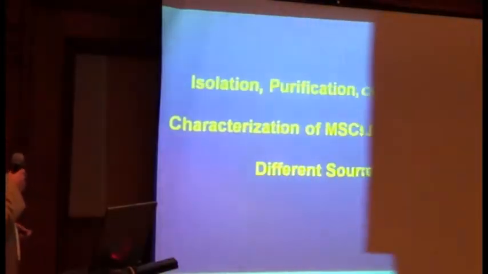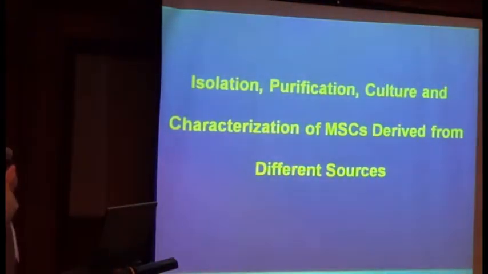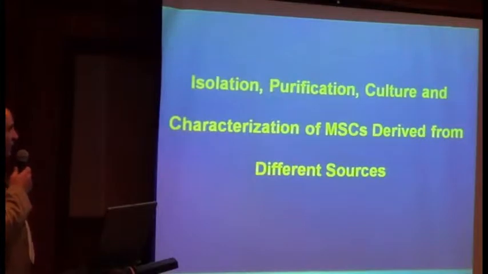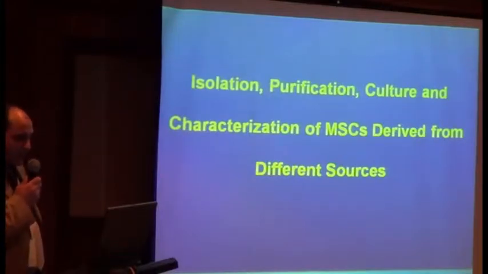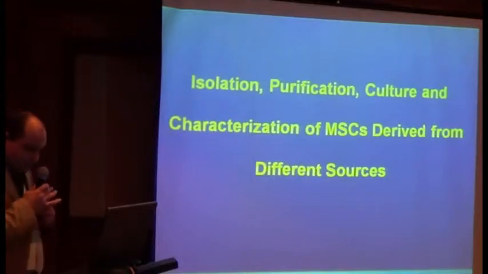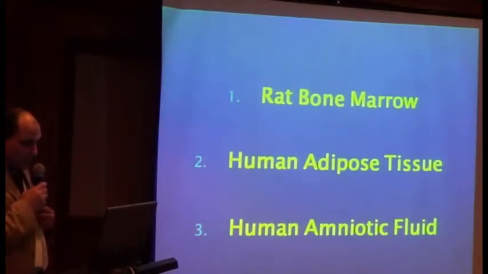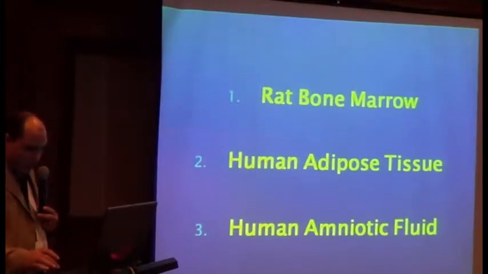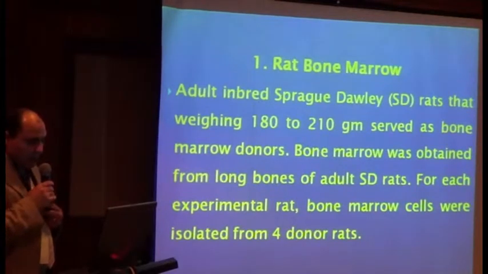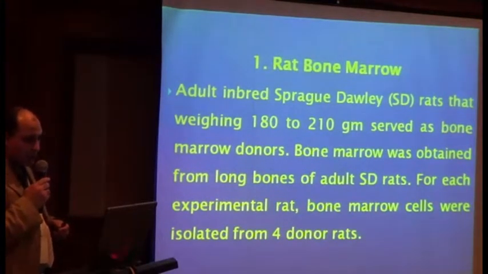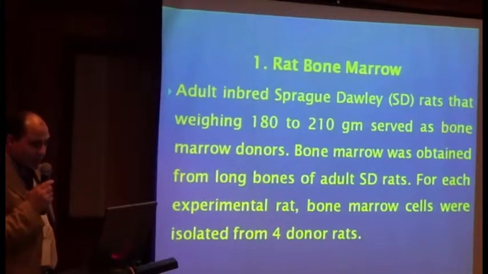Now, I will describe the isolation, purification, culture and characterization of mesenchymal stem cells derived from different sources. The first source is red bone marrow, the second is human adipose tissue, and the third is human amniotic fluid. Here we will describe the methods of isolation of red bone marrow mesenchymal stem cells.